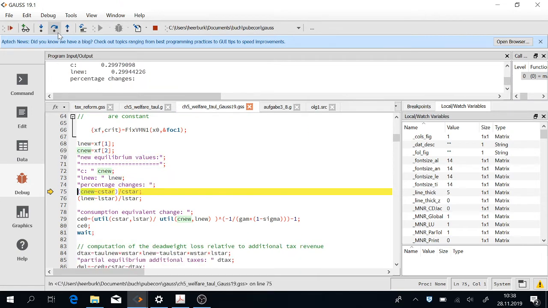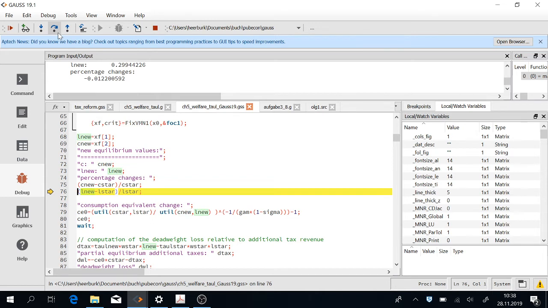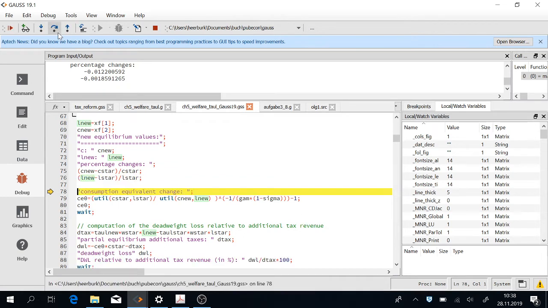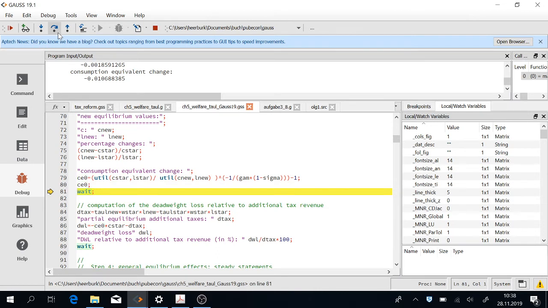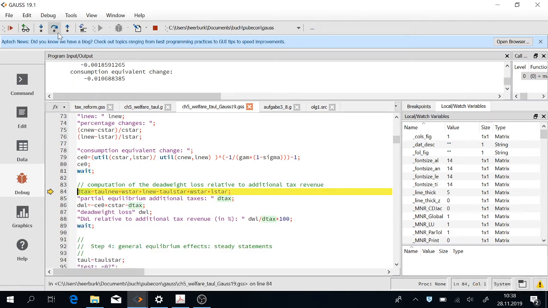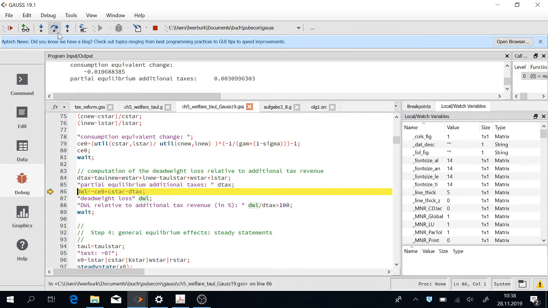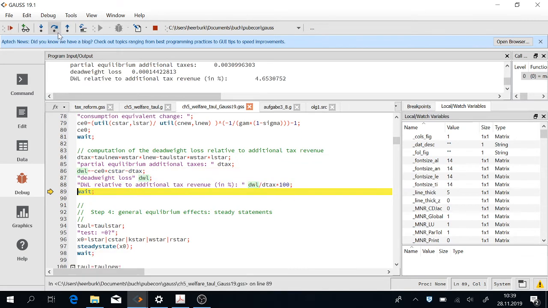The percentage changes for these two variables are that consumption declines by 1.2% and labor declines by 0.19% if the tax rate is increased by 1 percentage point. And we can compute the consumption equivalent change equal to 1.0688% in line 79. I introduced the wait statement after this first part here. Now we compute the extra government revenues, which we store in variable D tax. The deadweight loss is the difference between the consumption loss and the additional tax revenue. The deadweight loss relative to the new tax revenues is given in percentage points here as 4.65% of tax revenue.